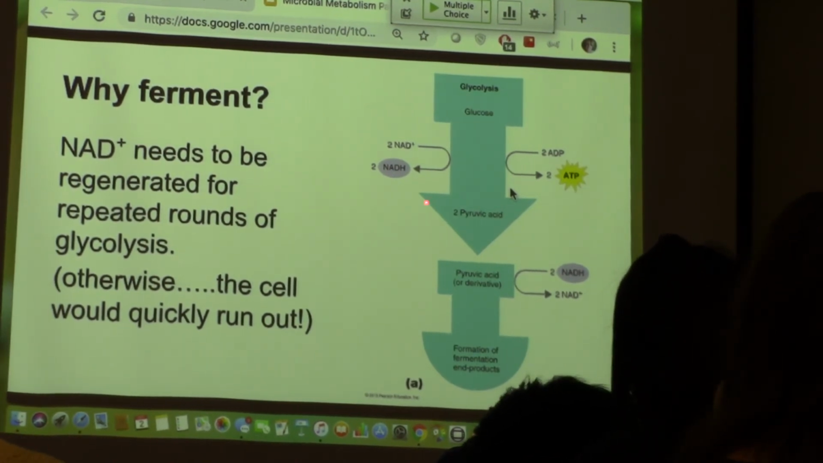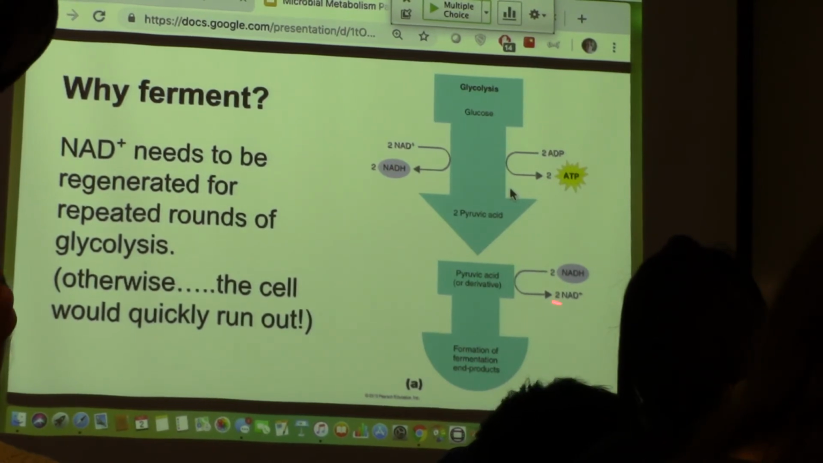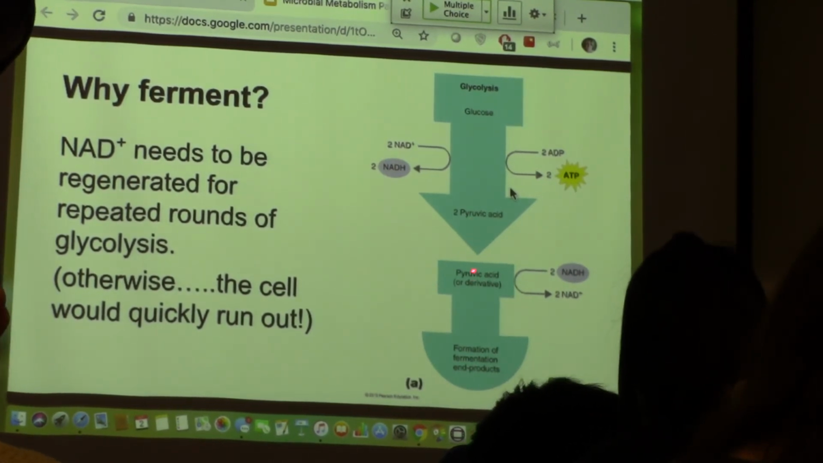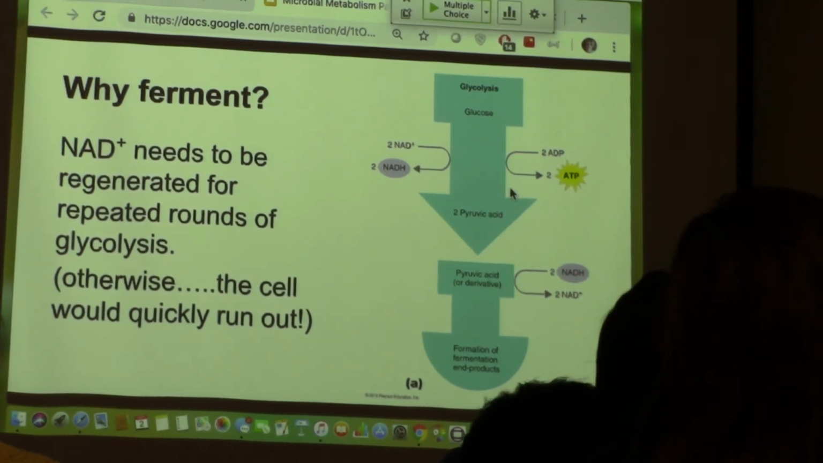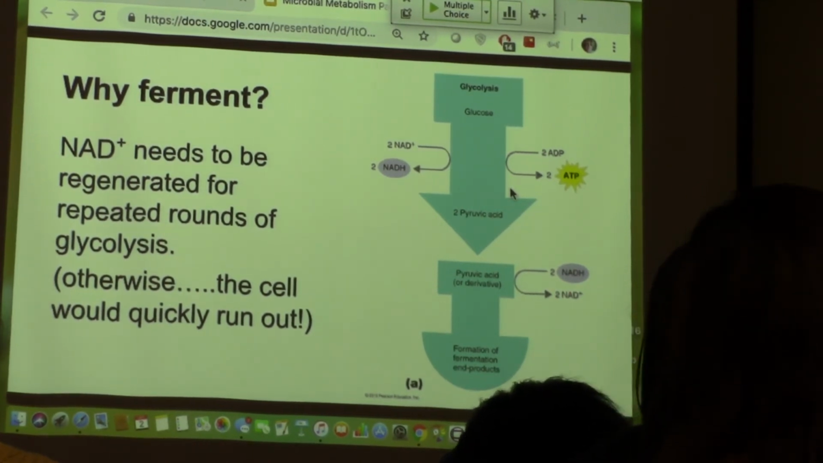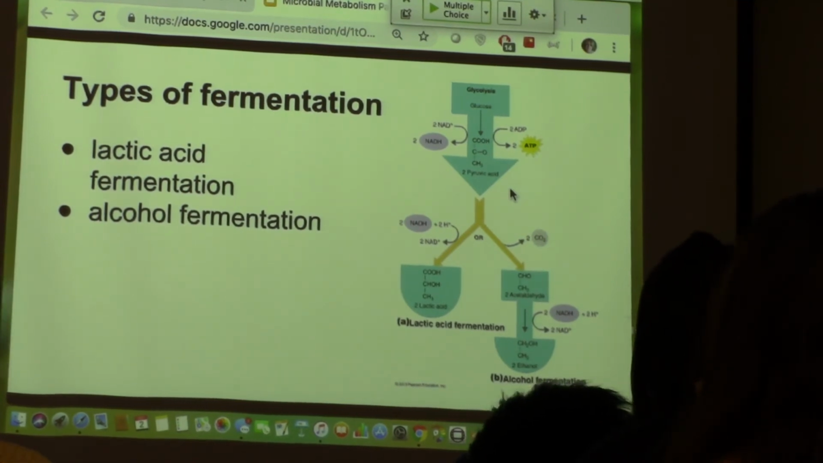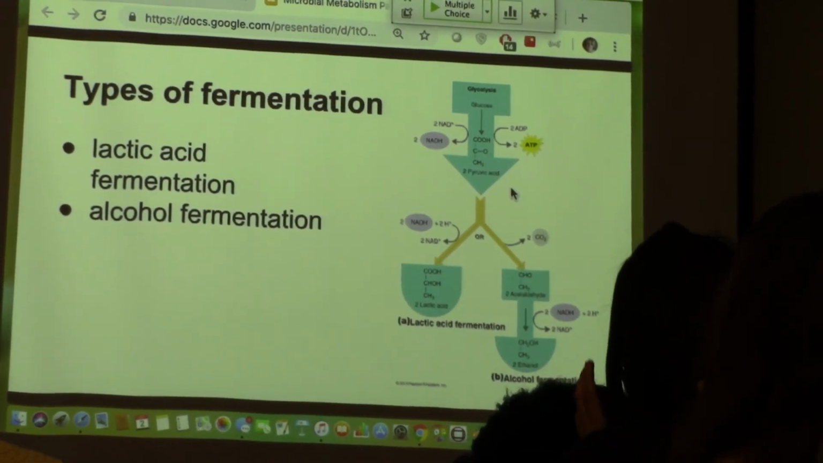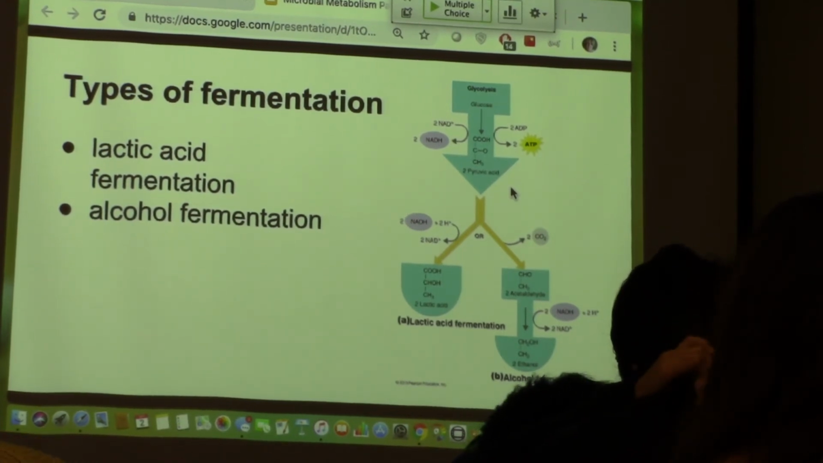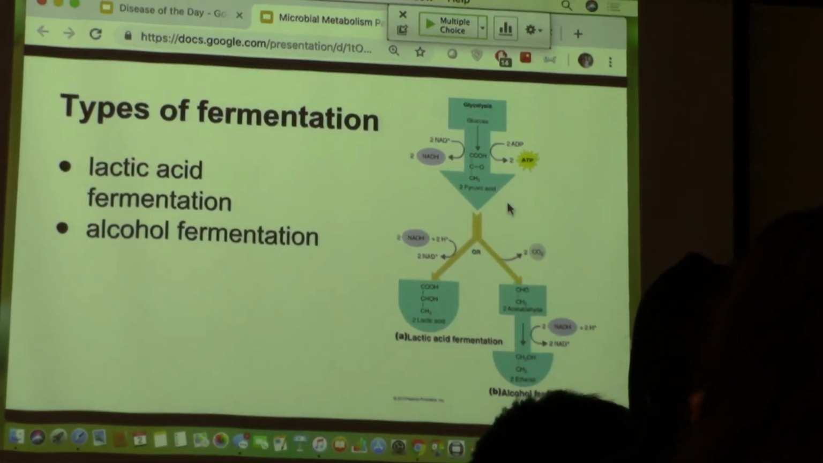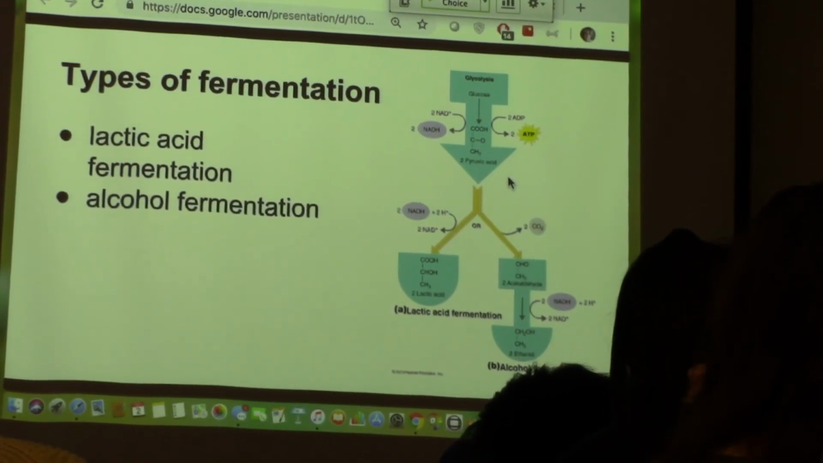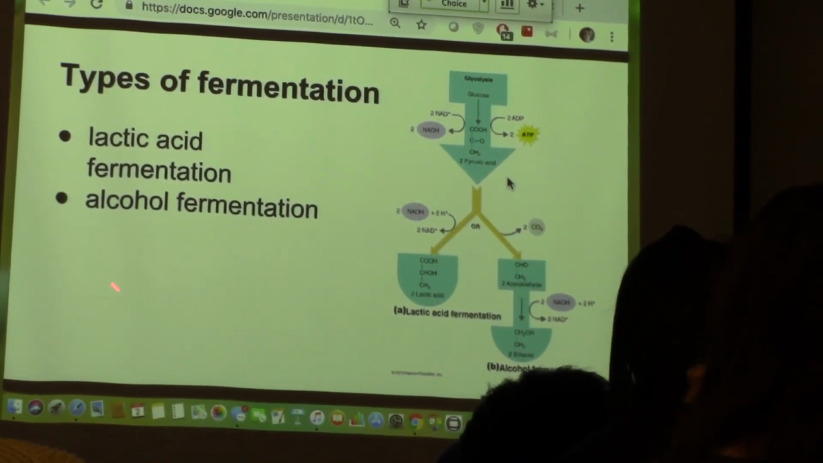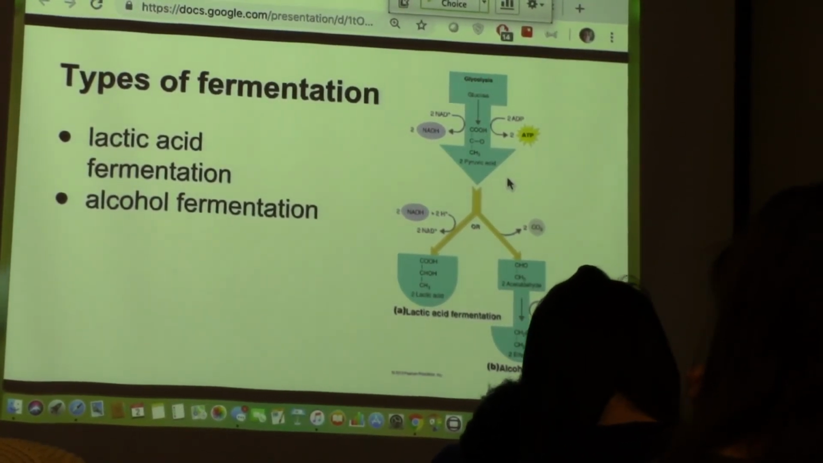So the cell had to come up with a way to recreate NAD+. It takes pyruvic acid and uses NADH to reduce it to something else, and so we're regenerating our NAD+ this way. There are lots of different products of fermentation, but you only have to learn the 2 most important ones. I'll show you at the end a whole bunch of byproducts from fermentation, but we're going to focus on lactic acid, which happens in some bacteria but also in your muscle cells, and alcohol fermentation, because who would want to live without this one?